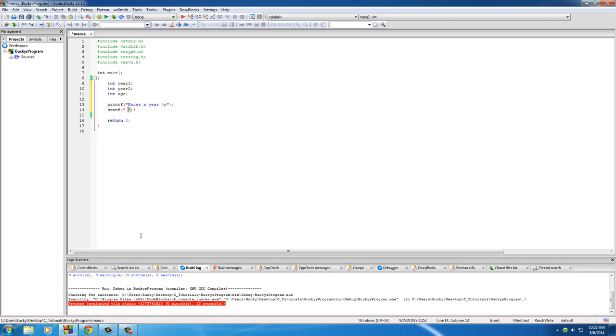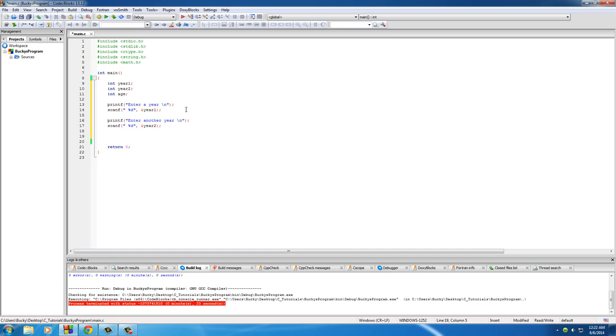And for this, of course, we're scanning %d since we love working with integers, and ampersand year 1. Alright, so now whatever value they entered, hopefully it was an integer, we store it in year 1. Of course, we need to do this again. Enter another year and store that in year 2. So now we got two numbers, integers.